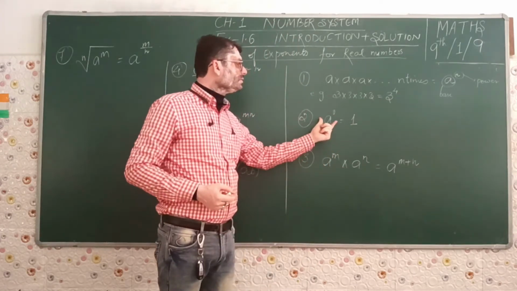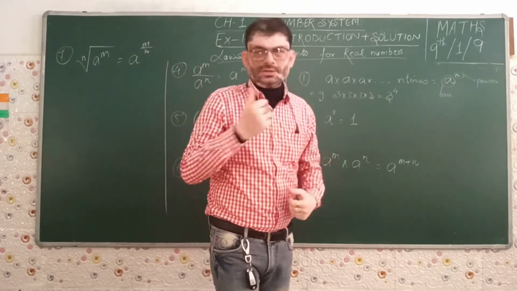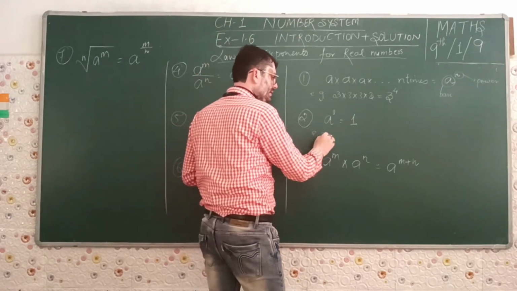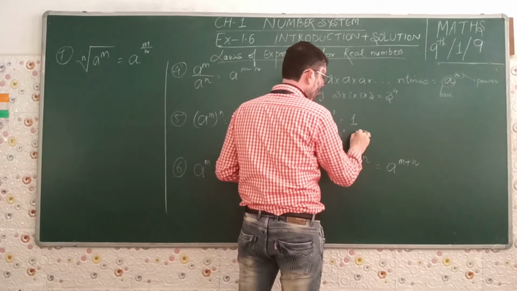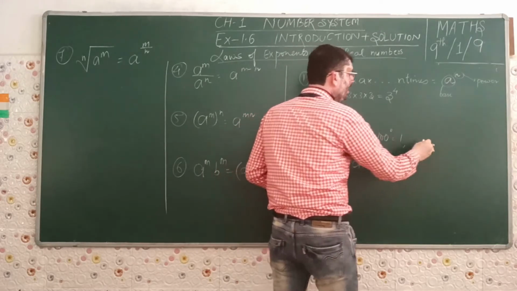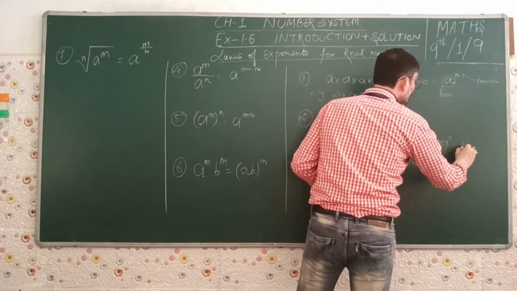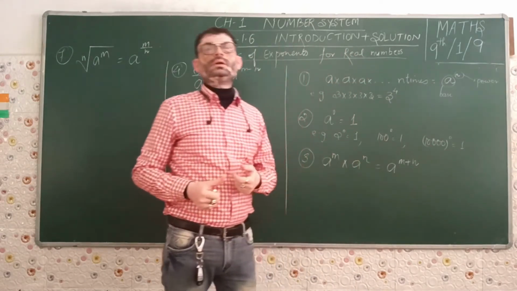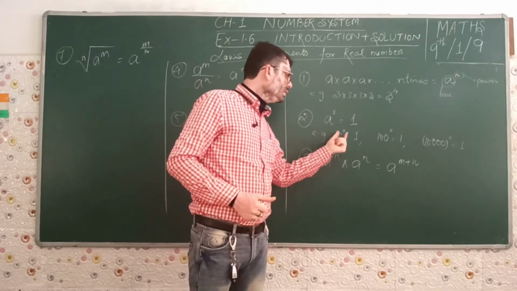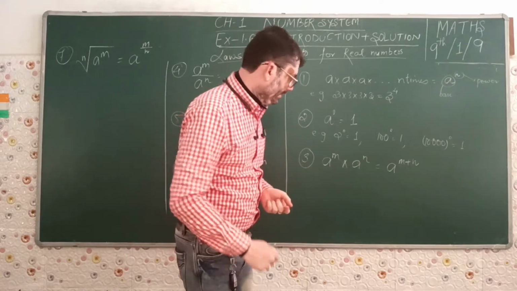Second one, A to the power 0 is 1. Any number to the power 0 or anything to the power 0 is always considered to be 1. Say example, we can say 2 to the power 0 is 1. You write 100 to the power 0 is also 1. You write 10,000 to the power 0. This is also 1. That means any number to the power 0 is 1. If the power is 0 with any base, the whole value becomes to be 1.